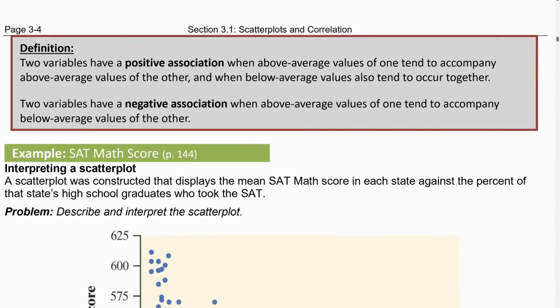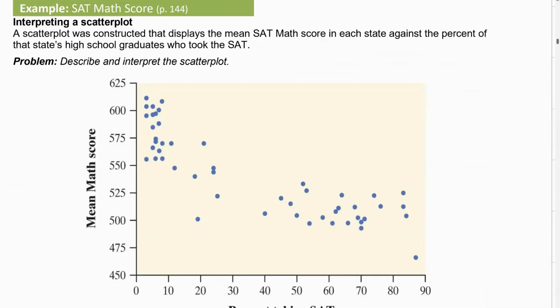Let's see if we can look at this new data set and do the same kind of description. The scatterplot was constructed using the mean SAT score for each state against the percent of the state's high school graduates who took the SAT.